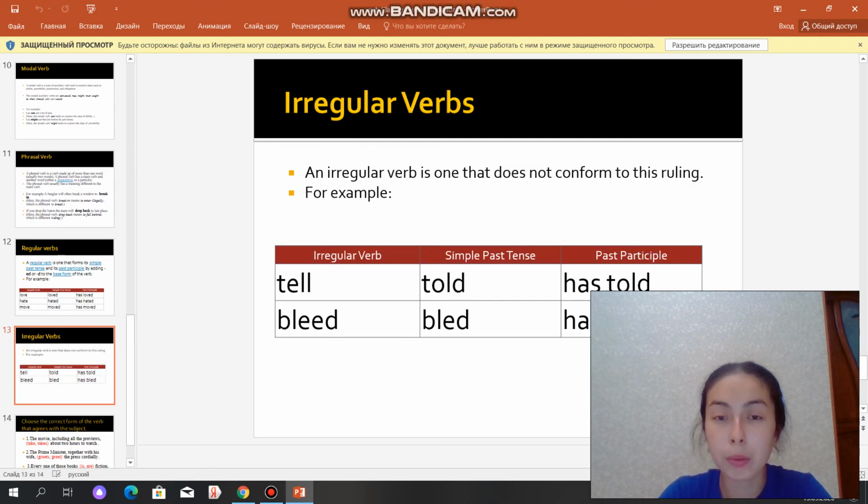Irregular verbs – неправильный глагол, просто етістіктер. An irregular verb is one that does not conform to this rule. Не подчиняется, значит, правилу. Tell – сам глагол, значит, меняется уже неправильно. Told – past participle меняется как has told.